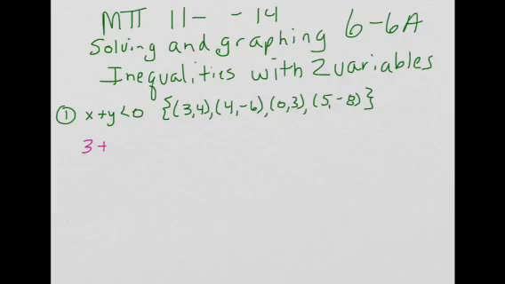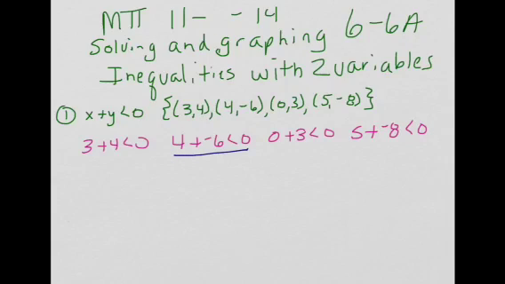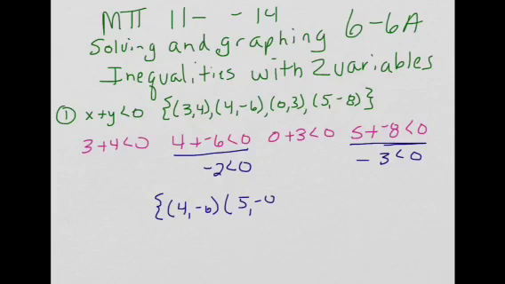So we're going to substitute 3 plus 4 is less than 0, 4 plus negative 6 is less than 0, 0 plus 3 is less than 0, and 5 plus negative 8 is less than 0. In looking at this, I can tell right away that this one is going to work and this one's going to work. So I'm going to solve. Negative 2 is less than 0. Negative 3 is less than 0. Those are the only two that I need to show work for. The solution set is going to be 4, negative 6, and 5, negative 8.